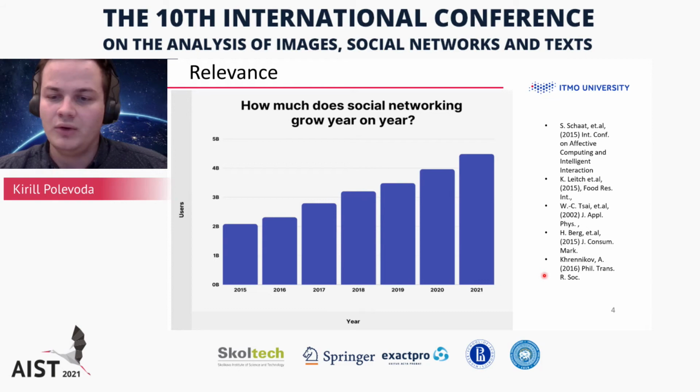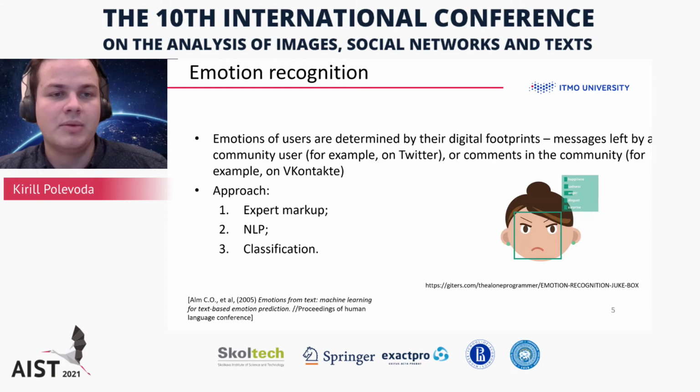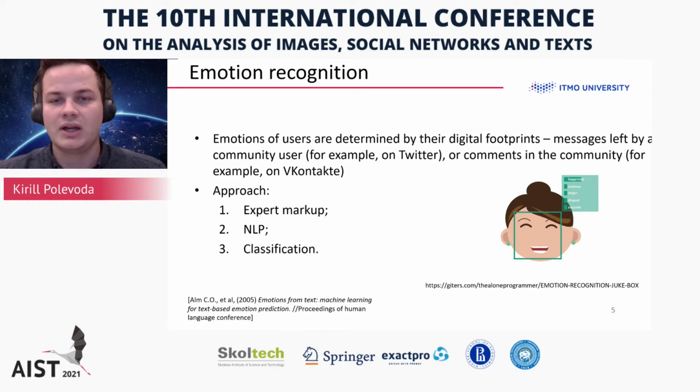So first of all, let's think about how we can recognize emotions. We recognize emotions via digital footprints, like messages that a user left in a community, for example on Twitter, or his comments on the community wall, for example on ContactSee. And so we apply the next approach. We perform expert markup of these messages. Then with NLP neural networks, we perform a classification of this text by Ekman's model of emotions.